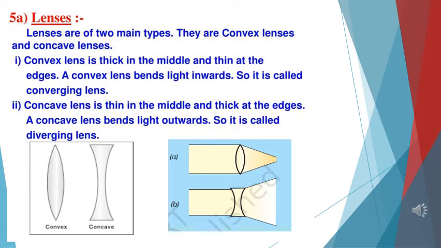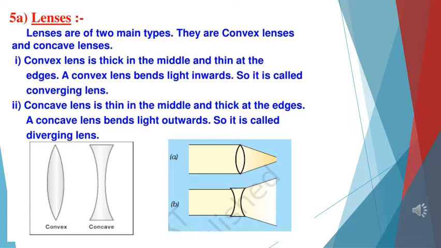Now let us learn about lenses. Lenses are of two main types. They are convex and concave. Convex lens is thick in the middle and thin at the edges. It bends the light inwards. So it is converging. Converging means coming together. So because at the end the light is coming together, we'll call it converging lens.